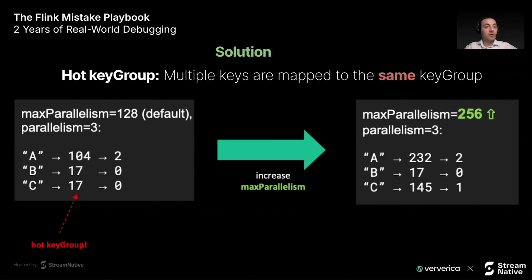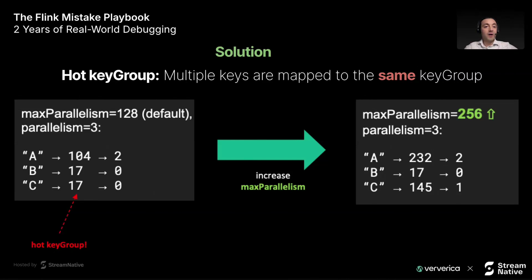As I explained earlier, the formula for assigning a key to a key group is defined based on your max parallelism value. In this example, you can see that keys B and C correspond to the same key group. Of course, ultimately these keys' data is processed by the same task slot, but we have parallelism three, so you can see that one of the task slots is idle.